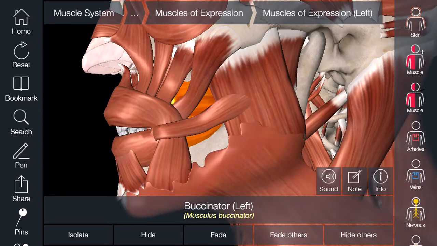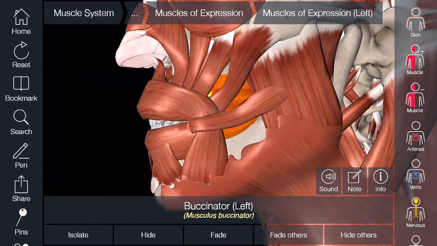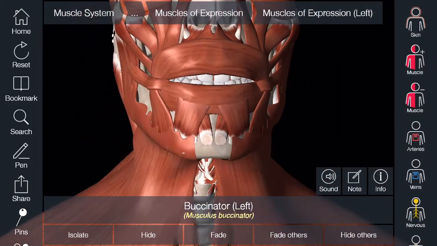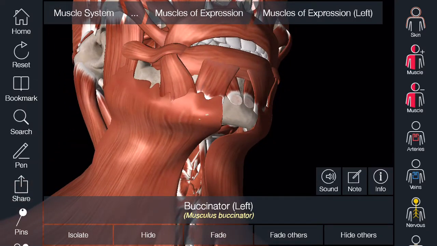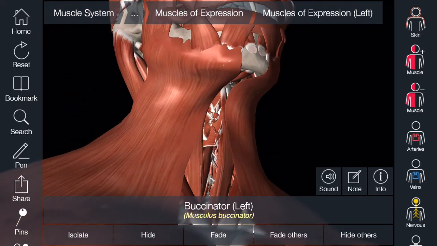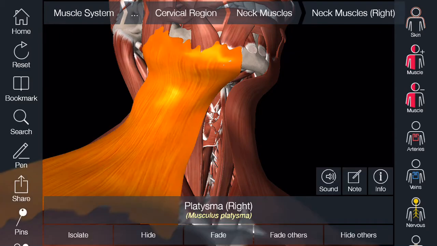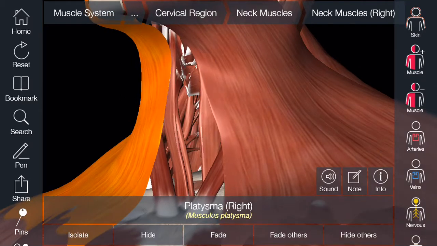What's next? Platysma. Okay, let's turn this guy's face. Zoom out a little bit. Platysma is this huge mass of muscle that goes from the bottom of the jaw to the clavicle. So this is the platysma. There's obviously two parts. Platysma, action, depression of the mandible, depression of the corner of the mouth. There we go.